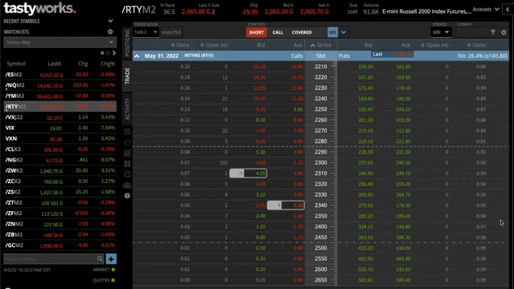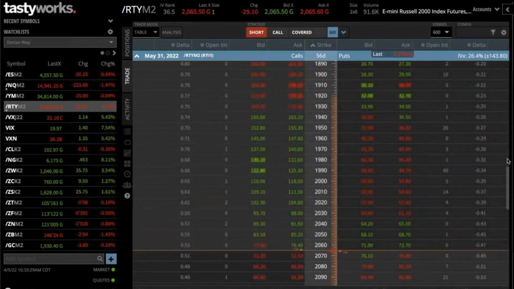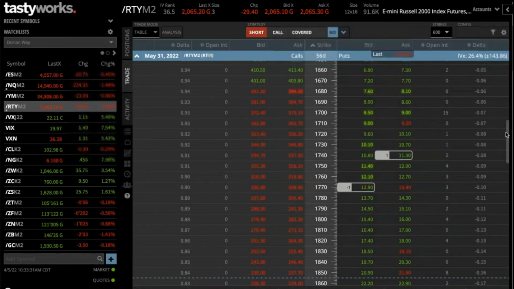And if we go here and just look at how far that put side is away from at the money, that's the 1770. It's a 10 delta. It's only a 30-point wide spread. And if we do the math, we take the 1770 minus what it's currently trading at, which is this 2065, divided by the 2065, and we get 14.2% away. So I like that trade. It's pretty nice.